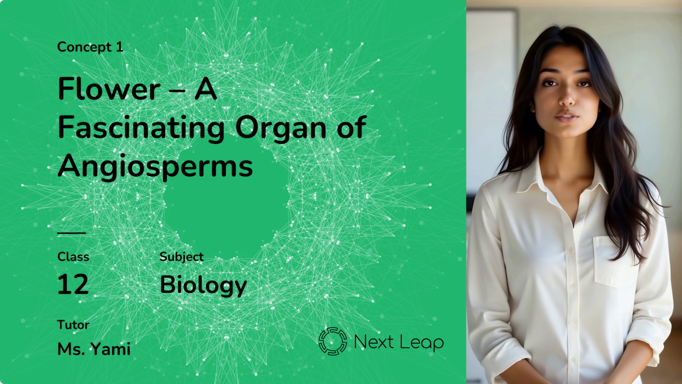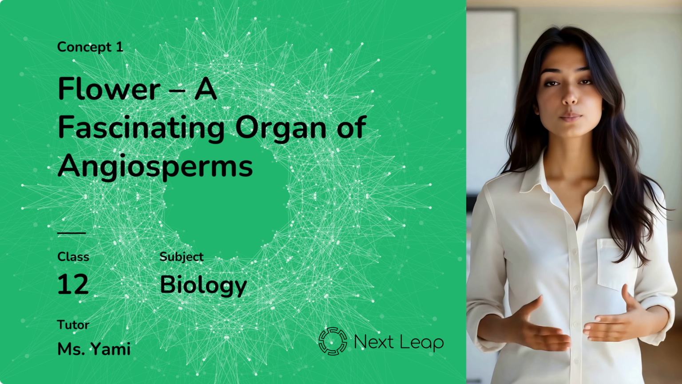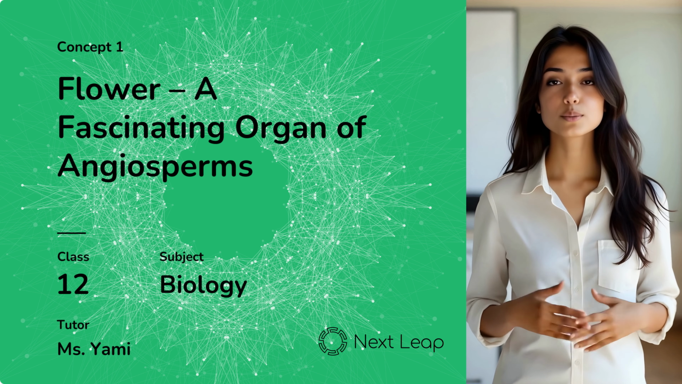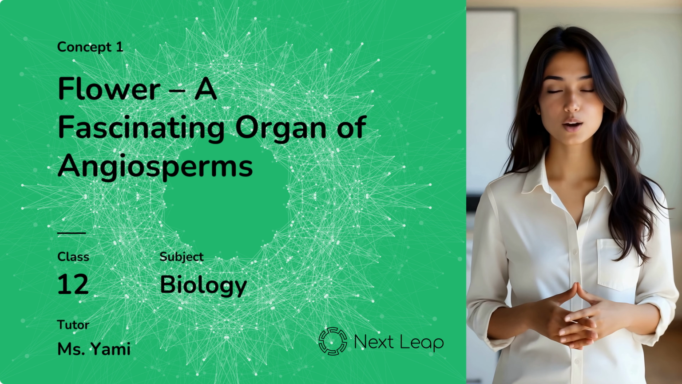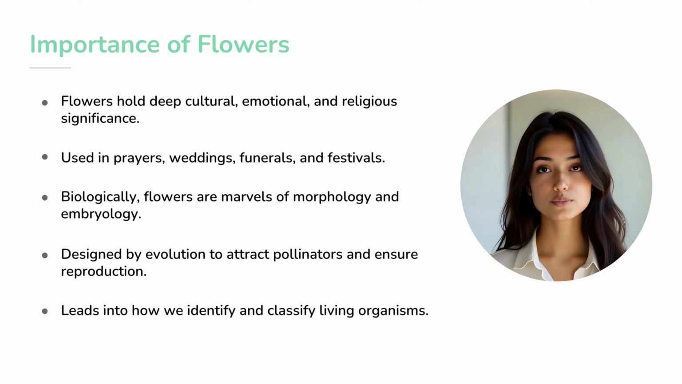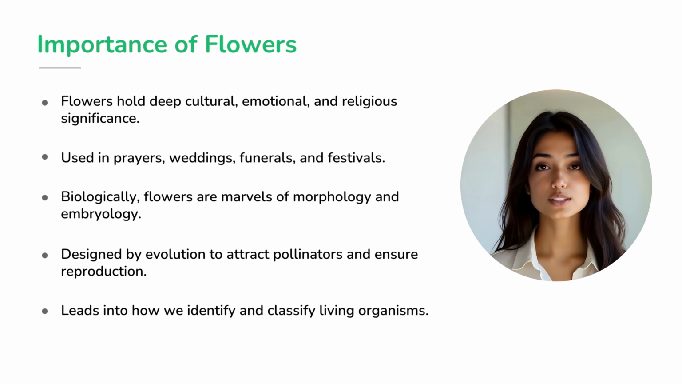Flower is the site of sexual reproduction in flowering plants, or angiosperms. Let's find out how this happens. Flowers hold a special place in our lives. We offer them in prayers, celebrations, and even to express emotions.